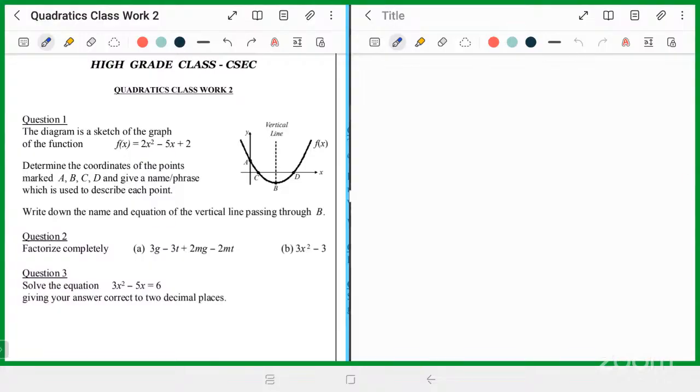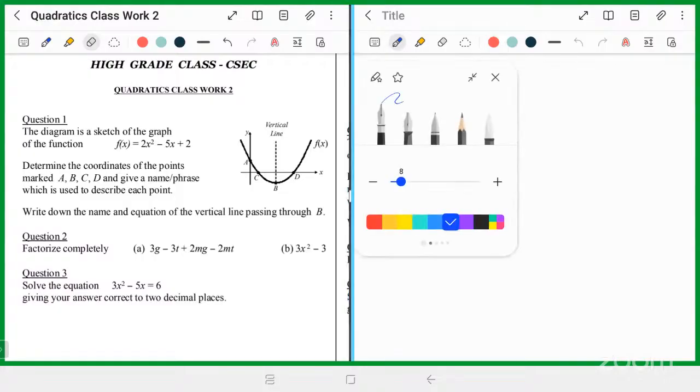So the question says we have to determine the coordinates of these points A, B, C, and D in the diagram, and then we are to give a name or phrase which is used to describe each of those points. After that, we're required to write down the name and the equation of the vertical line, that's this vertical line here, passing through B. So this question is really a test your knowledge kind of question, and also to see if you know how to find those critical features of the quadratic function.